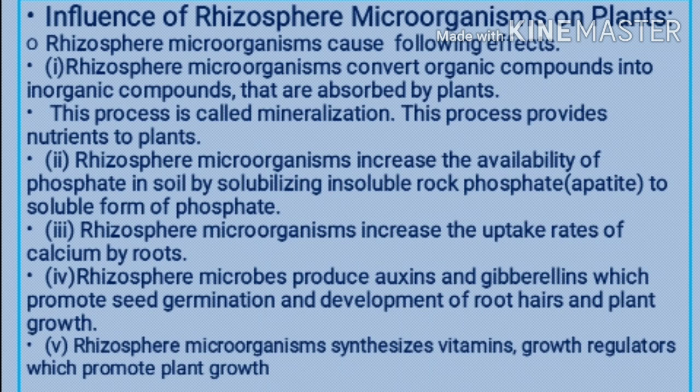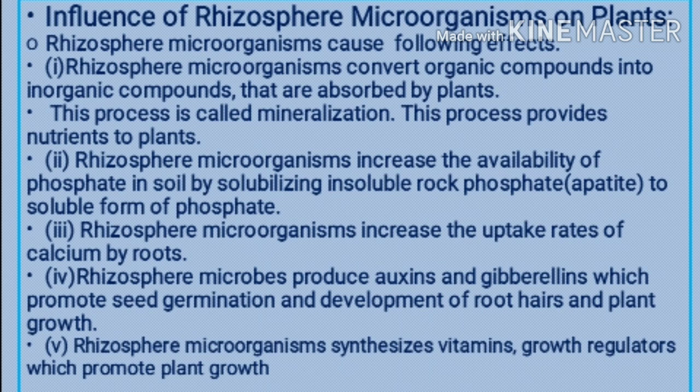Rhizosphere microorganisms increase the availability of phosphate in the soil by converting the unavailable form of the phosphate, rock phosphate, apatite, into a soluble form of the phosphate, orthophosphate. So rhizosphere microorganisms solubilize the rock phosphate. They convert the non-available form of the rock phosphate to an available form of the phosphate, orthophosphate, for the plants. In that way, they solubilize the phosphate, making it available to the plants. Rhizosphere microorganisms also increase the uptake rate of calcium by the roots.